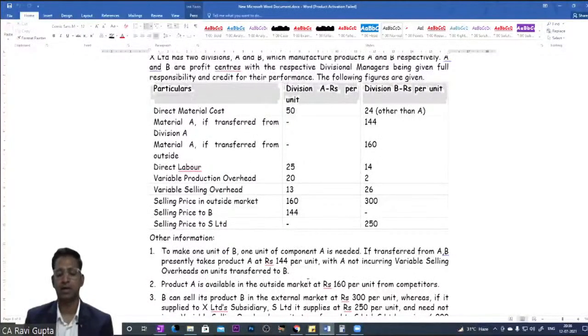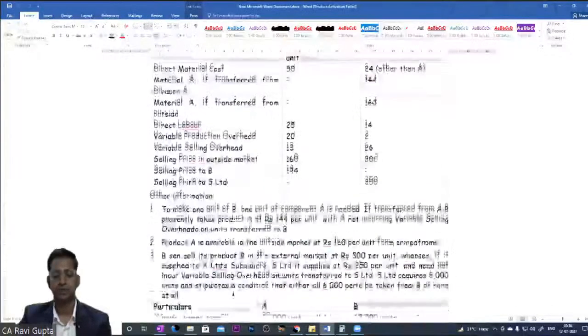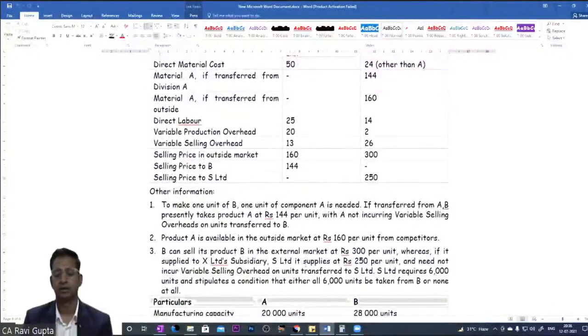Product A is available in the outside market at rupees 160 per unit. We know this. B can sell its product B in the external market at rupees 300 per unit, whereas if it supplies to X Limited's subsidiary S Limited, it supplies at rupees 250 per unit and need not incur variable selling overhead on units transferred to S Limited. S Limited requires 6,000 units and stipulates a condition that either all 6,000 units will be taken from B or none at all.